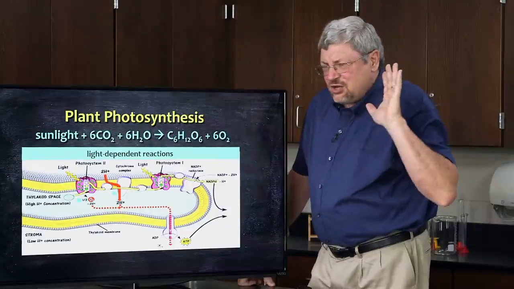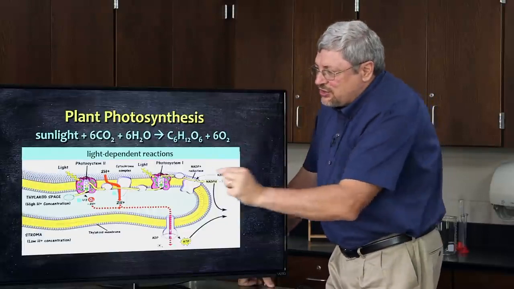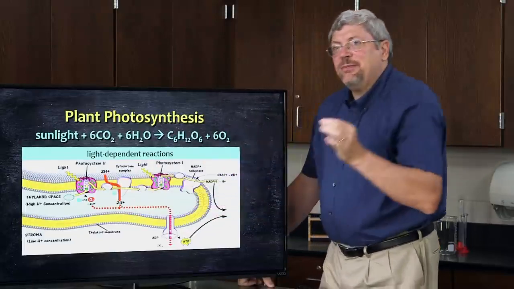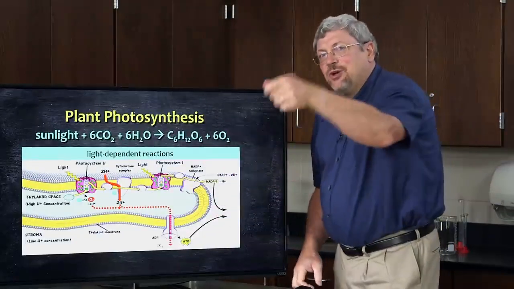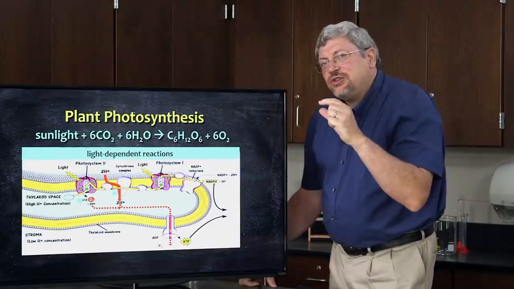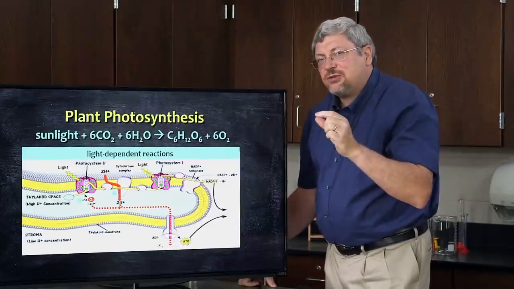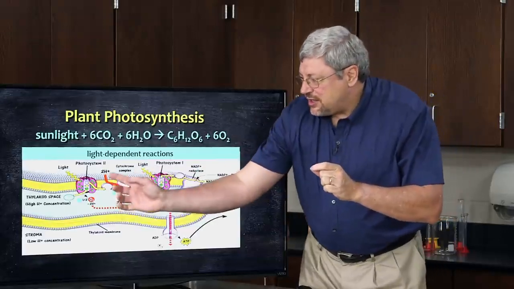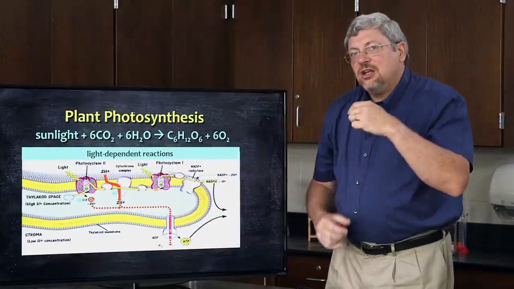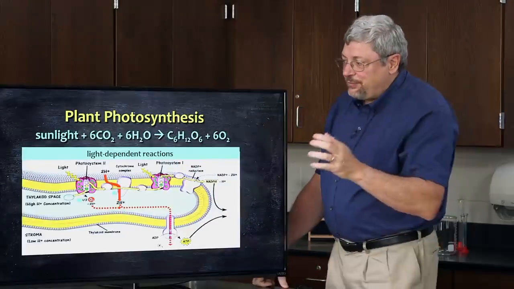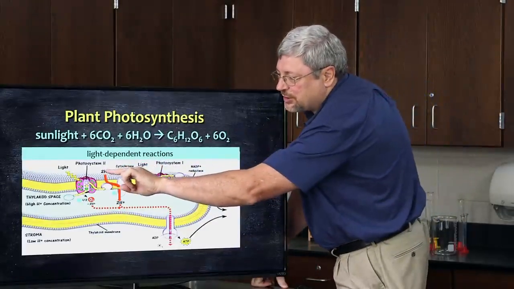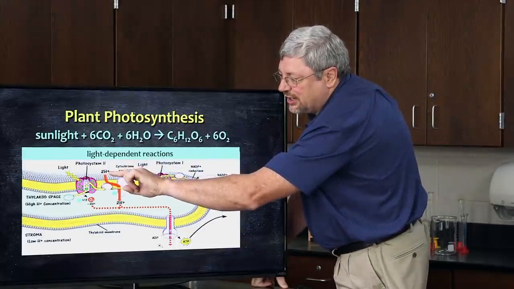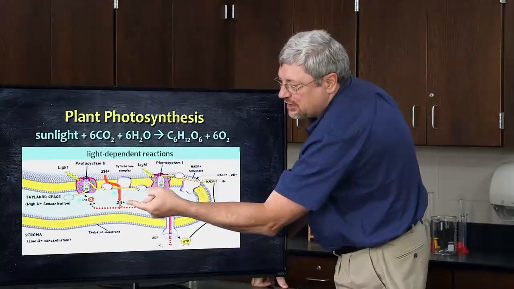This is designed in a really, really cool way so that each time the electron is passed from one molecule to another, it loses just a little bit of energy in a very special way. Just enough energy to allow the electron transport chain to do something really cool, which is to transport hydrogen ions from one side of the membrane to the other.